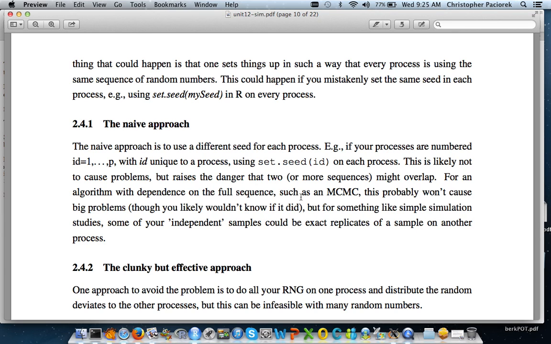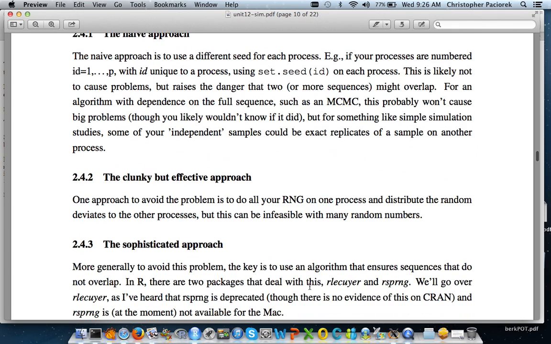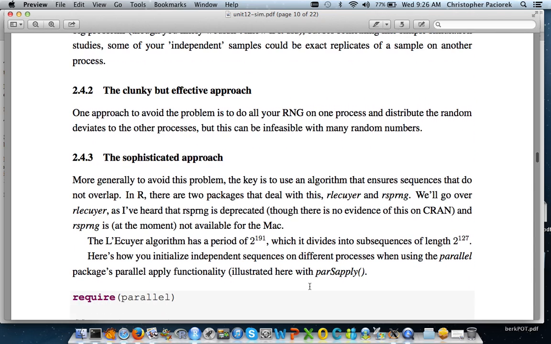So you can probably see what the downside is. I have to communicate all those numbers to the workers, and if a large part of the computation is actually taken up in generating the random numbers, I'm not doing that in parallel, so it might be slow if I do that all in the master. So I might shoot myself in the foot by taking that approach. Okay, so that was what I termed the clunky but effective approach, to do it all in one place.